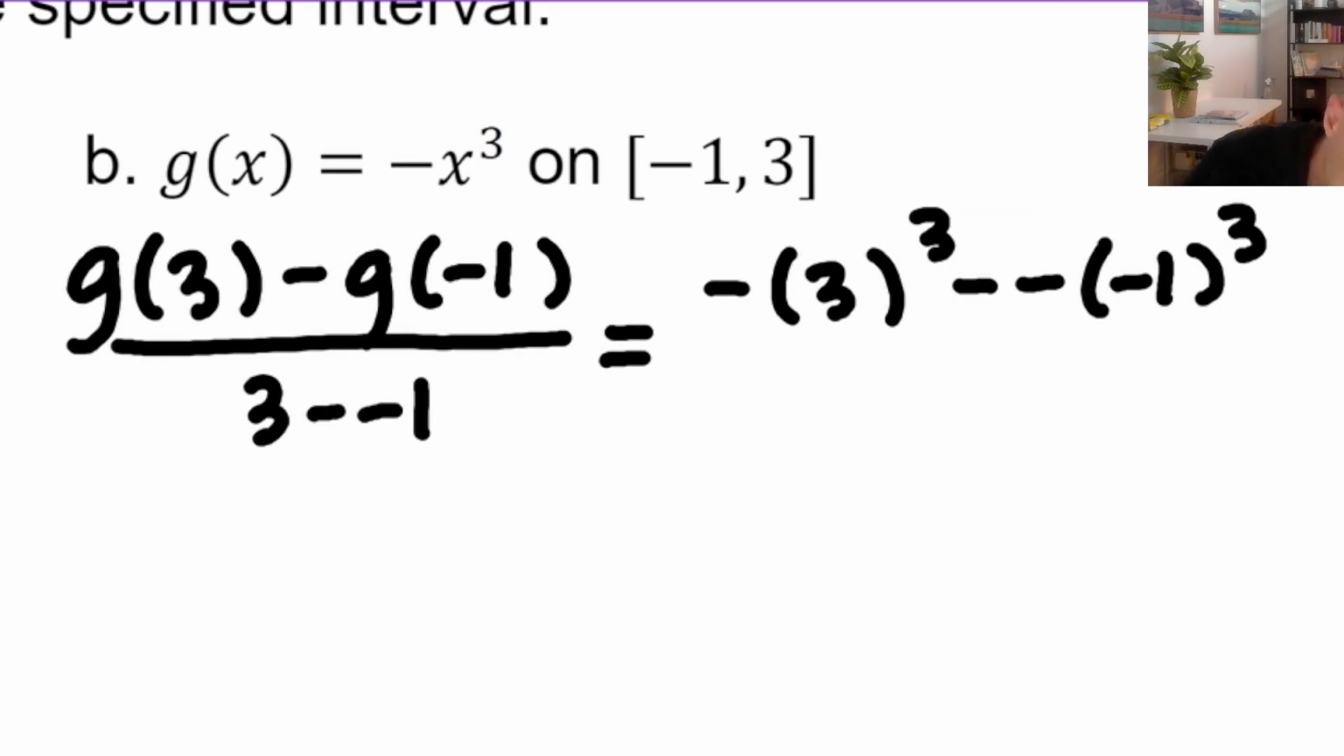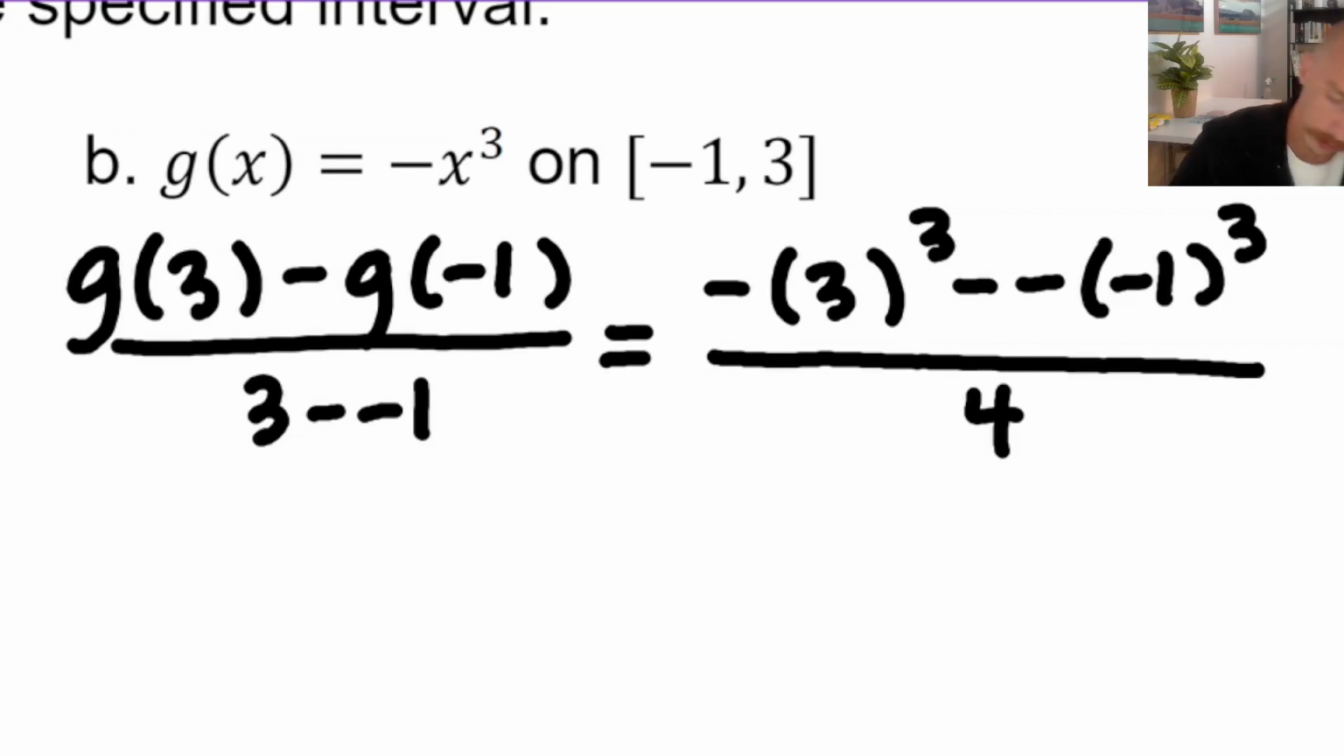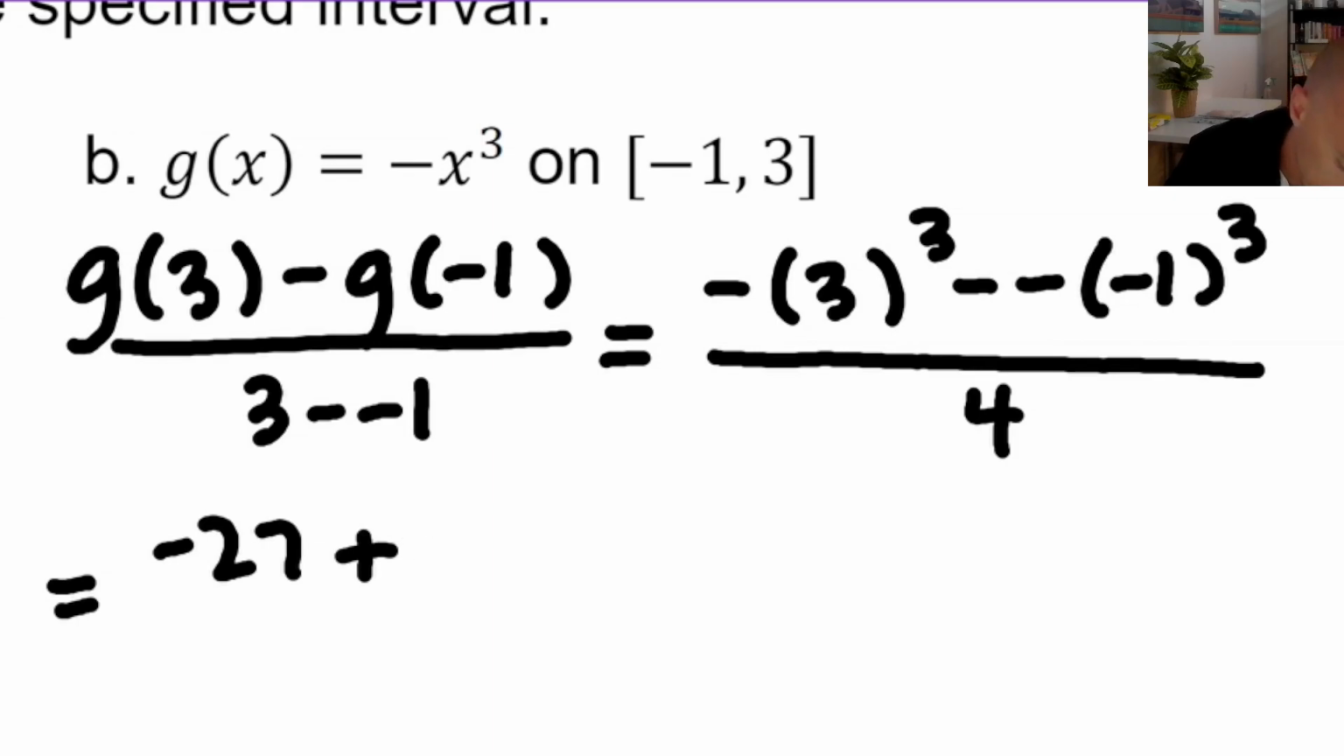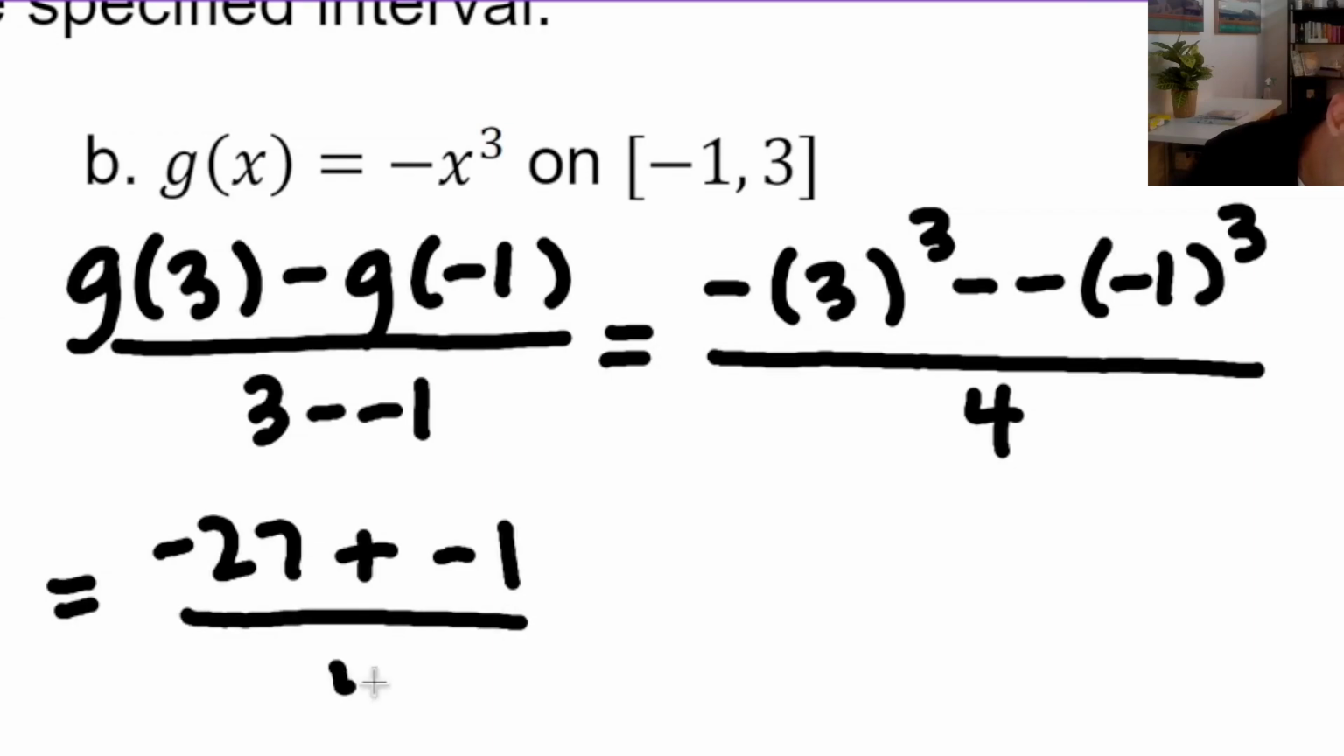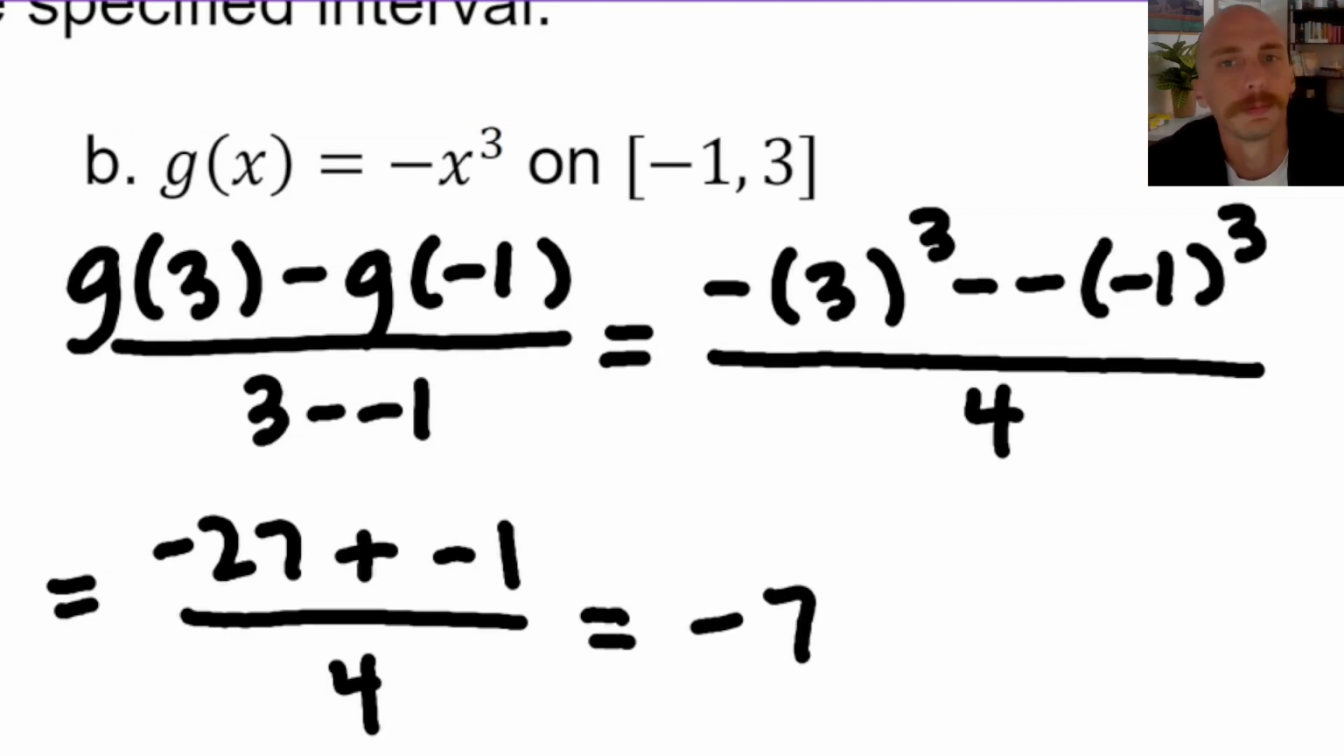And we're going to be dividing by 4. Alright, so the negative of 3 cubed would be negative 27. And then plus minus the negative, okay, we can do that now. Negative 1 cubed would be negative 1. And divide by 4. And so that would be negative 28 over 4 is negative 7.